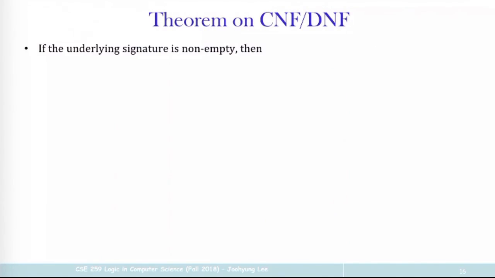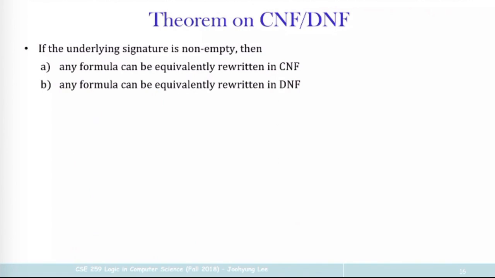Okay. All right. So, what is the theorem on CNF and DNF? So basically, any propositional formula can be converted into CNF or DNF. There's some condition that we have to say. So the signature should be non-empty. I will talk about, maybe if we have time, why this condition is needed. But basically, the theorem is saying any formula can be turned into CNF or DNF in an equivalent way.